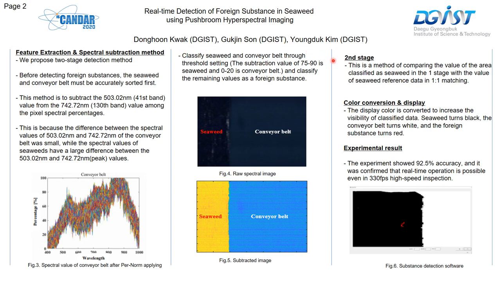The second stage is a method of comparing the spectral value of the area classified as seaweed in the first stage with the spectral value of seaweed reference data in 1-by-1 matching. It is possible to detect foreign substances that have not been detected in the first stage. Lastly, the display color is converted to increase the visibility of classified data. Seaweed turns black, the conveyor belt turns white, and the foreign substance turns red.